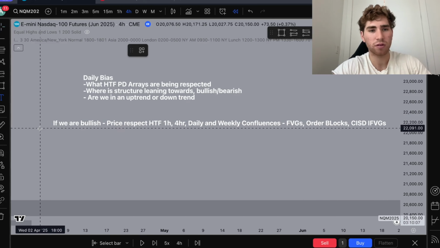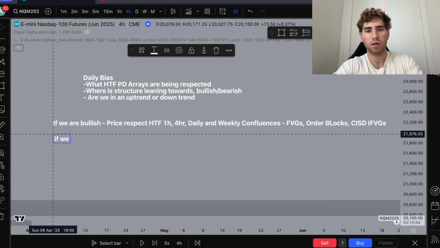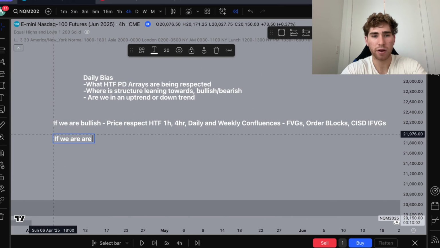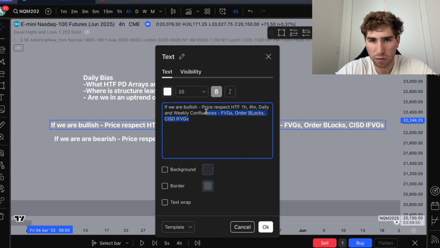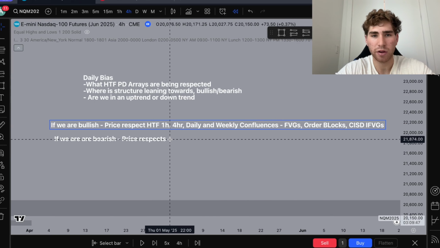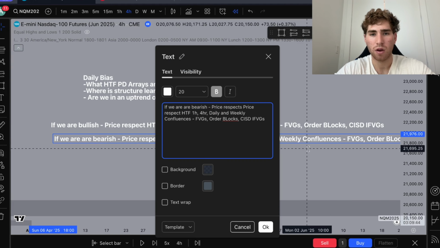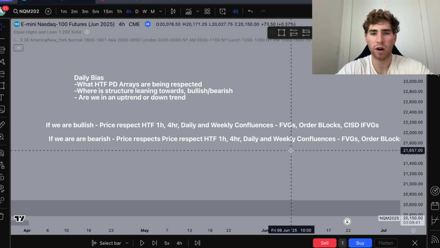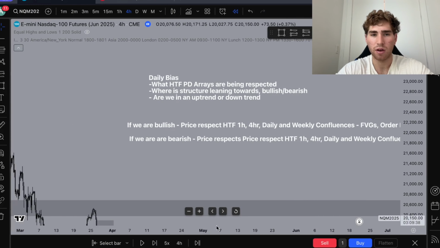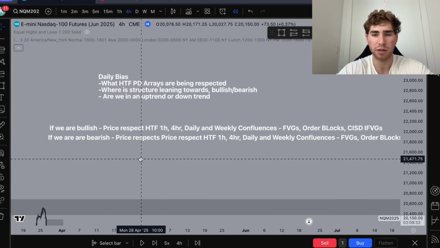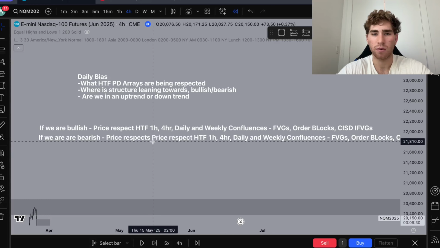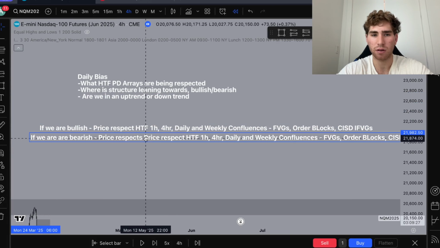If we are bearish, price respects... hold up. Same thing goes for bearish. Respects high time frame, 1 hour, 4 hour, daily, and weekly confluences. Except if we are bearish, you want to see price respect bearish PD arrays. If we're bullish, you want to see price respect bullish PD arrays, right? Why is this not fitting in my screen?